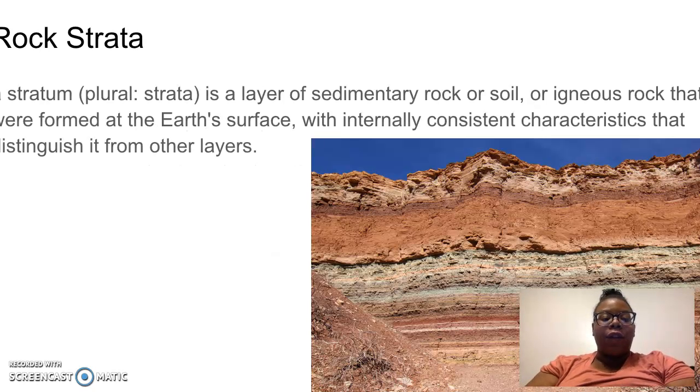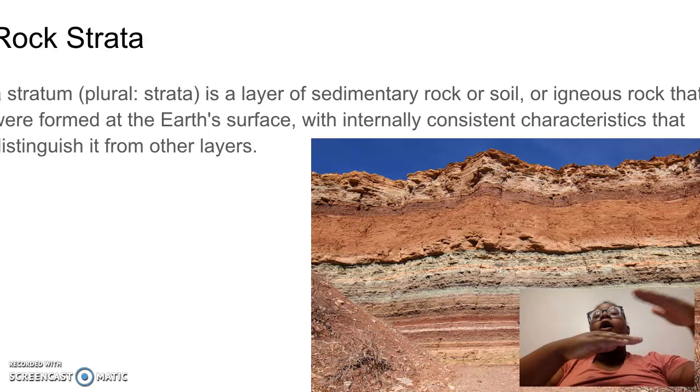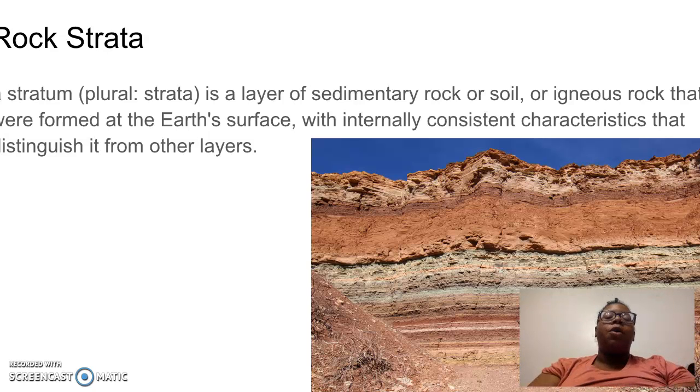So first things first, rock strata, right? So let's understand the definition of rock strata. It is rocks over time piling up on top of one another over a course of time, right? So the definition says layer of sedimentary rock, which we learned about before break, right? We learned about sedimentary rocks, igneous rocks, right? We learned about all those different types of rocks.